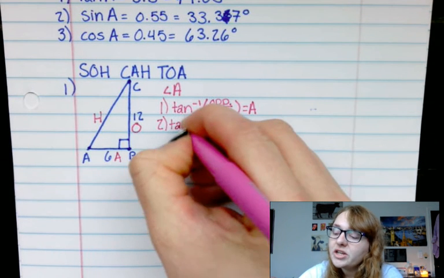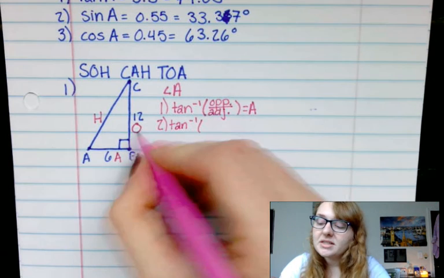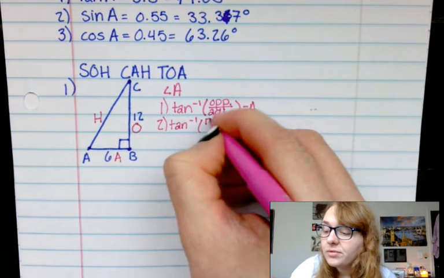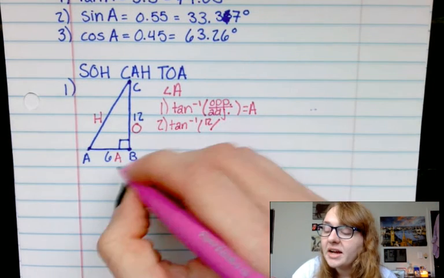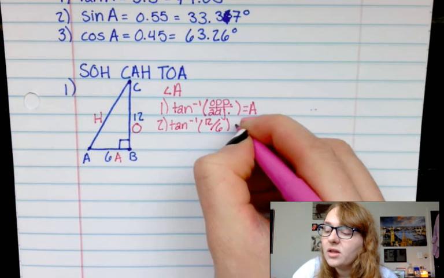Step 2 is to go ahead and substitute in what we know. So we're still using tangent inverse. Our opposite side, our O, is going to be 12. And our adjacent side is going to be 6.